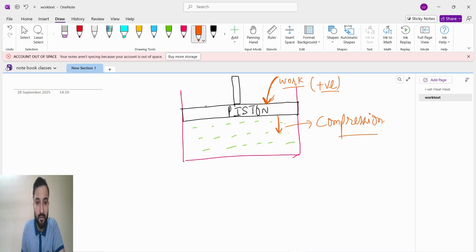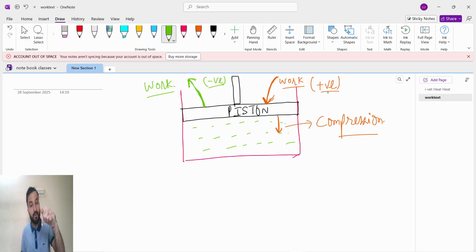Now next thing is the system. Work done is by the system. Okay, focus here. Work done is by the system. By the system means negative. As I have said, on the system positive, by the system negative.